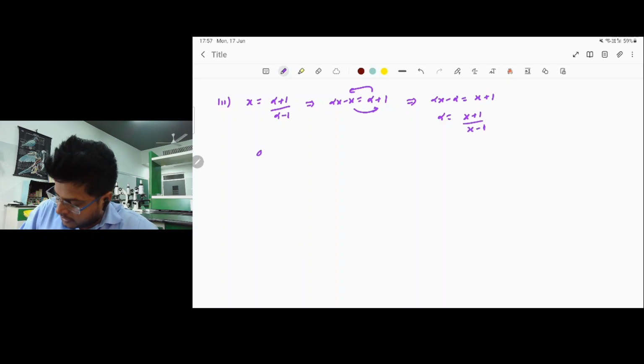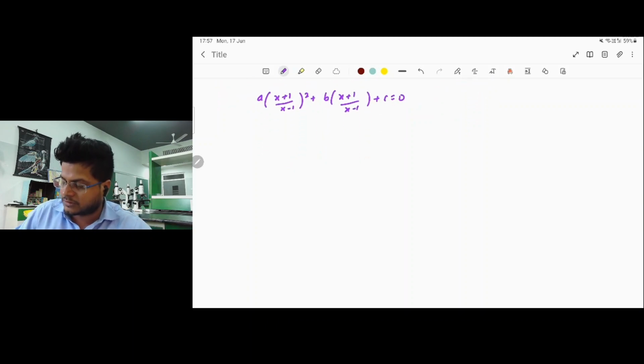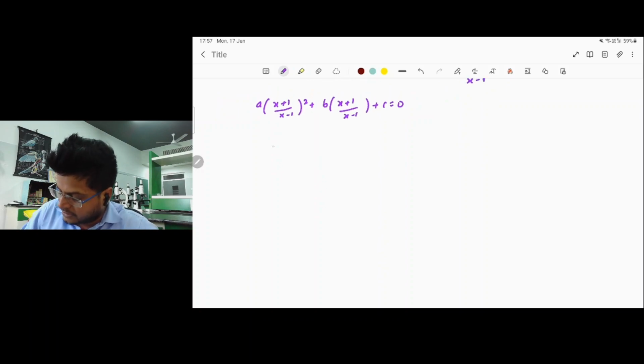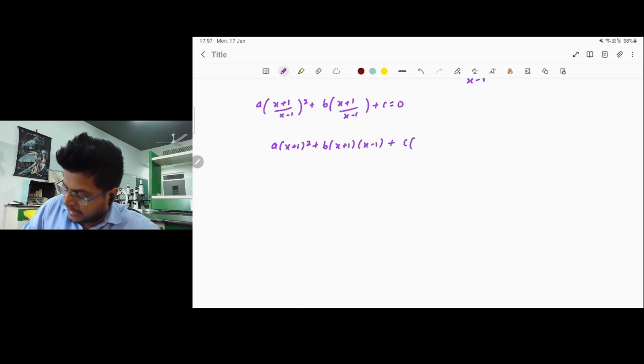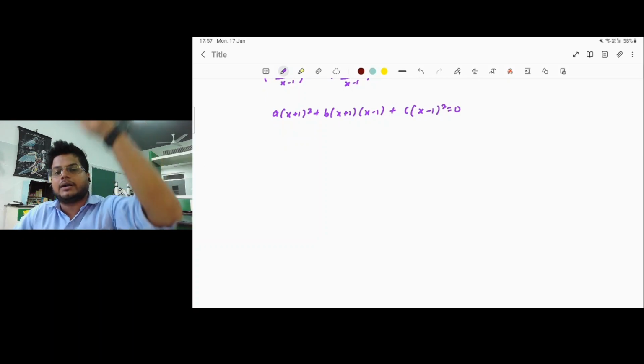So what is the required quadratic? Quadratic is a times x plus 1 by x minus 1 whole square plus b times x plus 1 by x minus 1 and plus c equals 0. So when you try to simplify this, it will look like a times x plus 1 whole square plus b times x plus 1 into x minus 1 and plus c times x minus 1 whole square equals 0. Now just open this, do the simplification, get x square terms together. That would be the required equation.